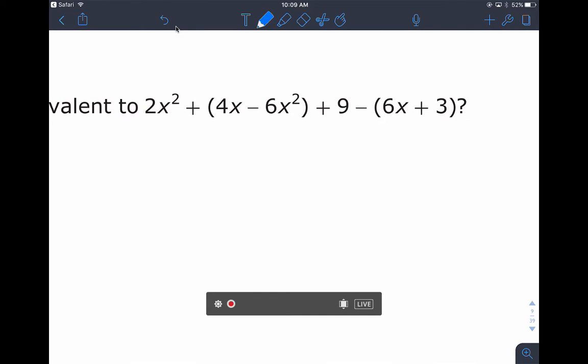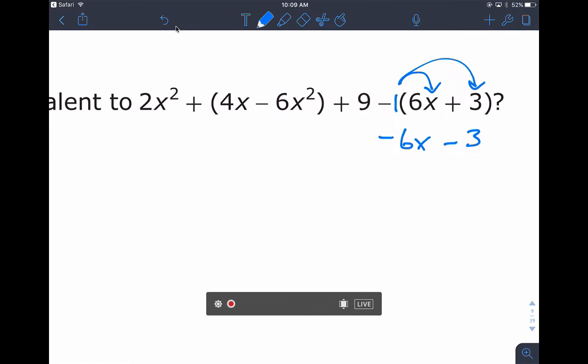Now over here, you got this minus and then all of this stuff in the parentheses, so you do have to be careful with this. I'm going to write a little -1 right there. The 1 is implied. So we essentially are distributing the negative. So I'll make that minus 6x and then minus 3. Okay, and then I'm just going to rewrite everything else: 2x squared plus 4x minus 6x squared and then plus 9. After this, we want to combine our like terms.